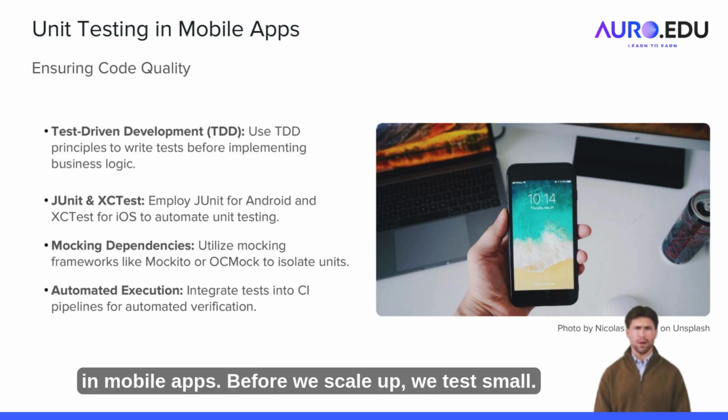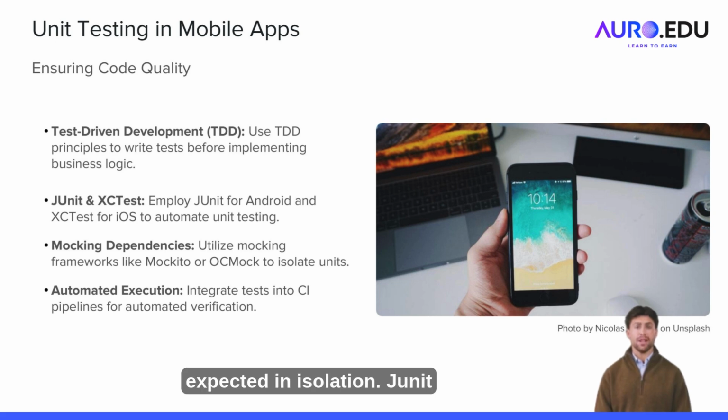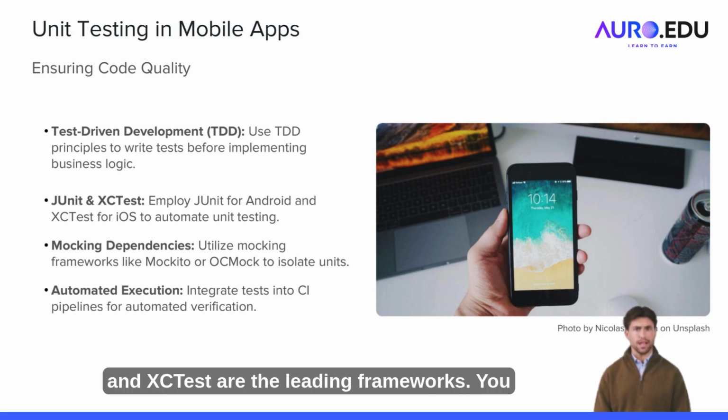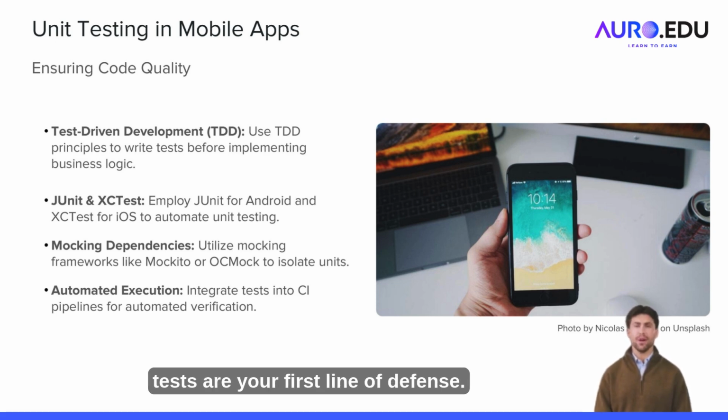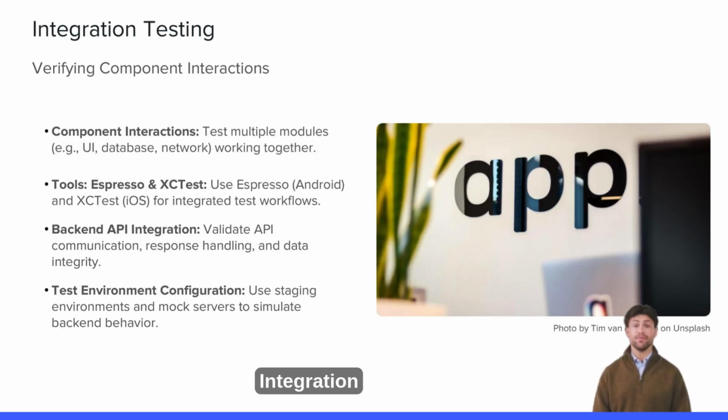Unit testing in mobile apps. Before we scale up, we test small. Unit testing ensures each component behaves as expected in isolation. JUnit and XCTest are the leading frameworks. You can mock dependencies, automate runs, and integrate tests into your CI pipelines. These tests are your first line of defense.